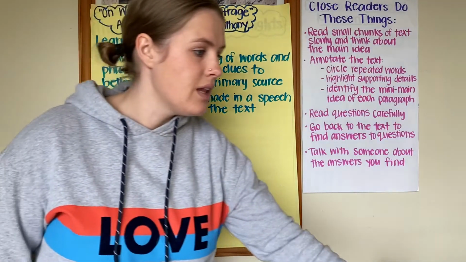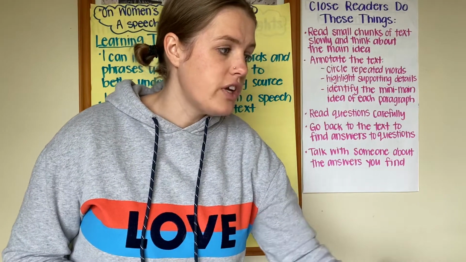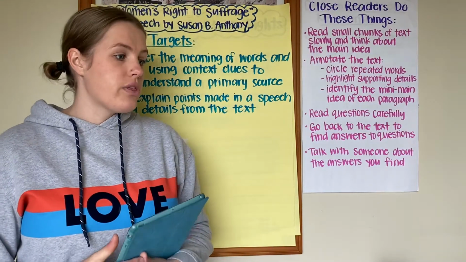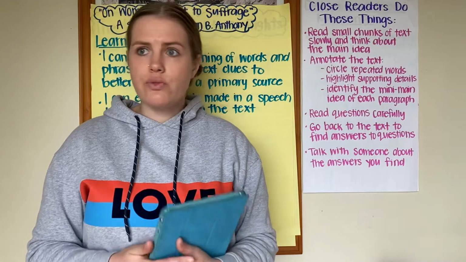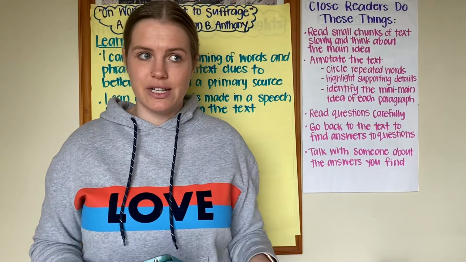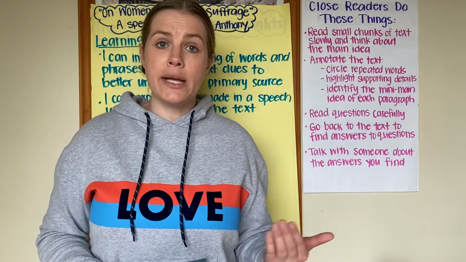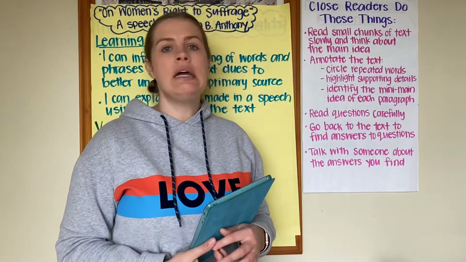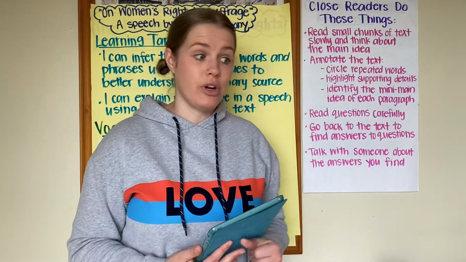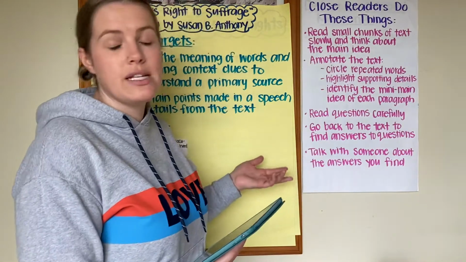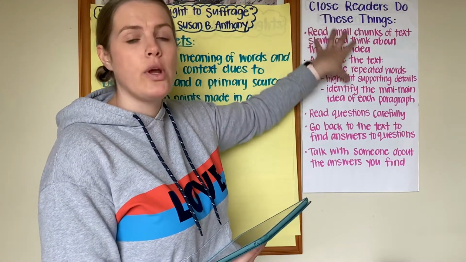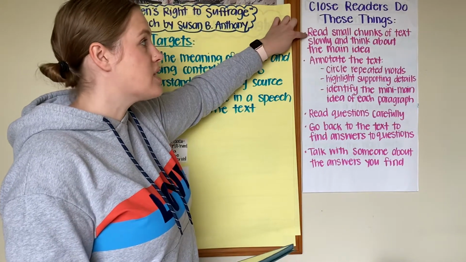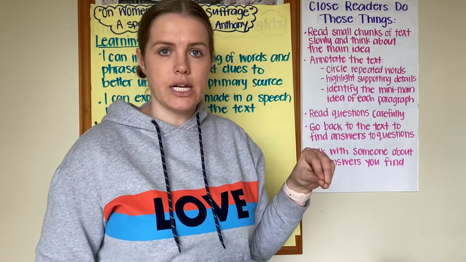Because primary sources often use unfamiliar language, this can make them difficult to understand without using close reading. Close reading is something we have done many times together in class, and it's really just how we engage with a text by reading it more than once. In fact, many of the articles we used to read together in class, we would read two or even three times through. Let's review some of the things that we can do as close readers when we're reading a new text. First, you can read small chunks of the text slowly to think about the main idea.